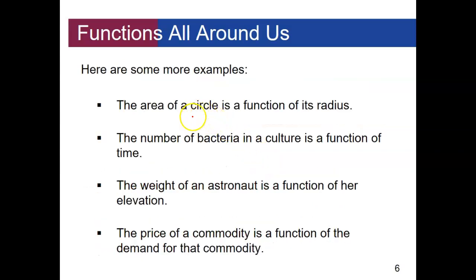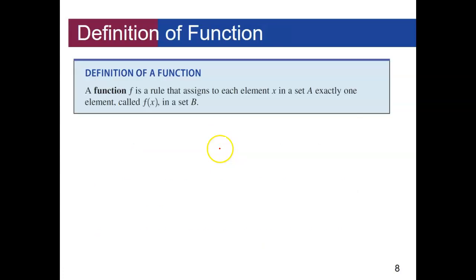Some other examples, we've got the area of a circle is a function of its radius. So the area of a circle is going to depend on the radius. The number of bacteria in a culture is a function of time. So the more time that elapses, the more bacteria we're going to have. The weight of an astronaut is a function of their elevation. The price of a commodity is a function of the demand for that commodity. So we've got different variables that depend on other variables. So we have this independent and dependent relationship between the two.